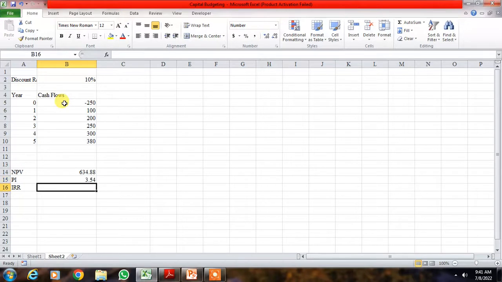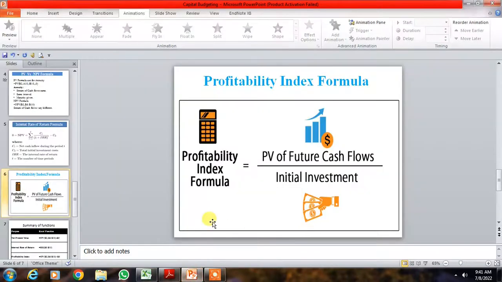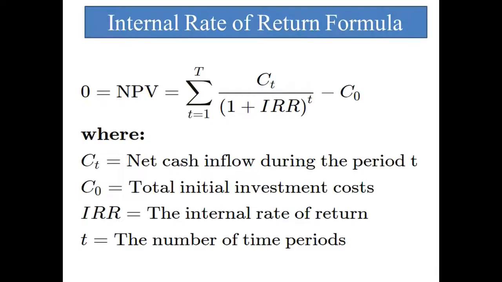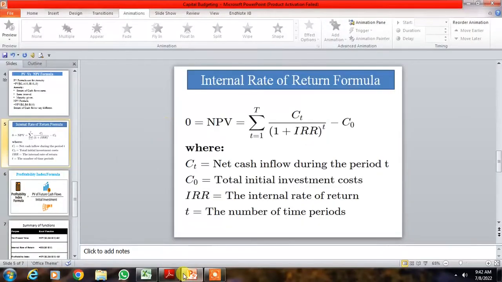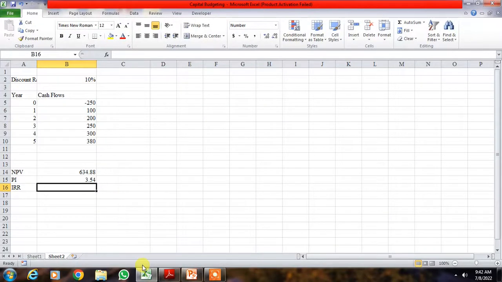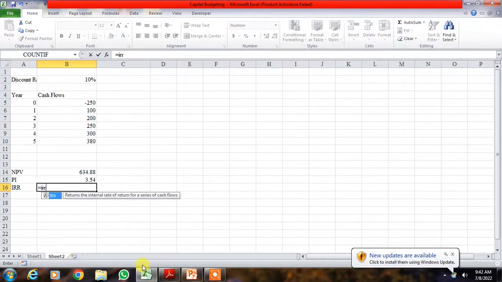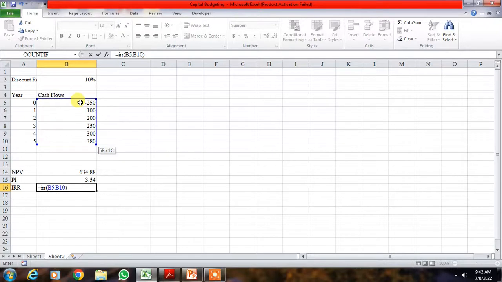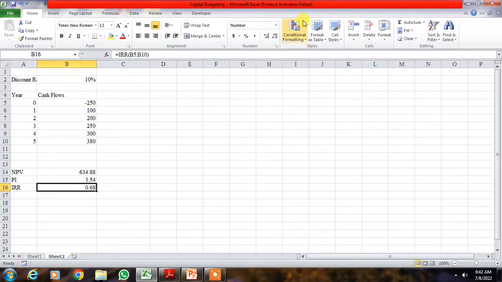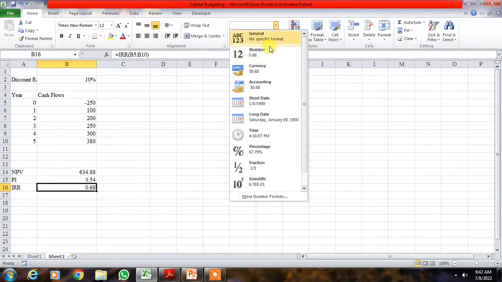The third one is the IRR. IRR is a technique where the present value of cash inflow is equal to the initial investment. In other words, IRR is that particular discount rate where the NPV is equal to 0. So the formula of the IRR is equal IRR and then it is asking for the values. Now these are the values. Select the bracket and enter it. Let me calculate it in percentage form.